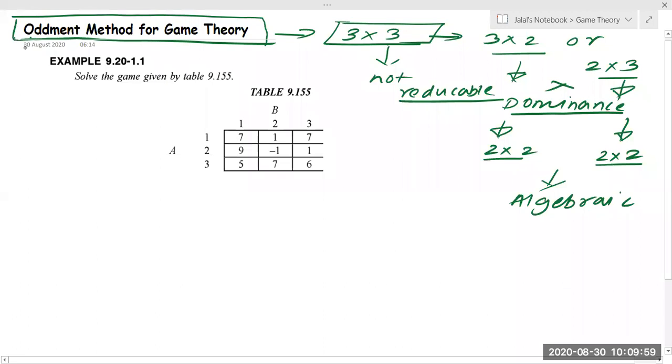The augment method converts a 3 by 3 matrix to a 2 by 2 matrix. Remember, it directly converts 3 by 3 to 2 by 2. As simple as that. Now I'll explain. This is B1, this is B2, this is B3. Player B has three strategies, B1, B2, B3, and player A has three strategies, A1, A2, A3.